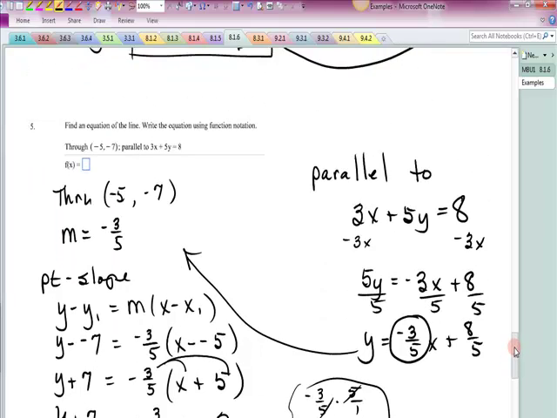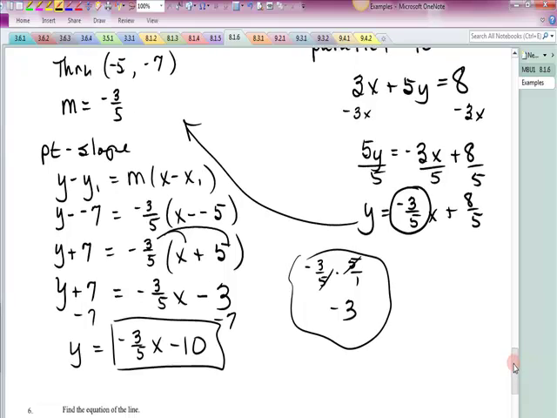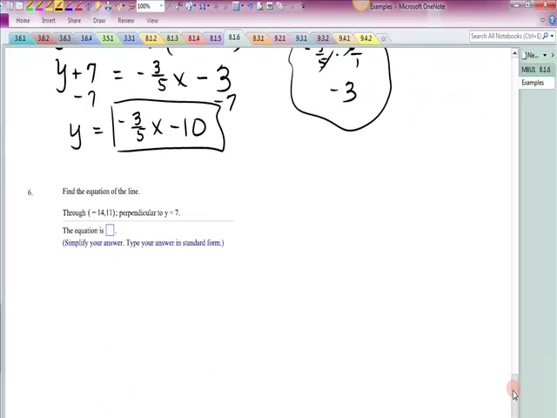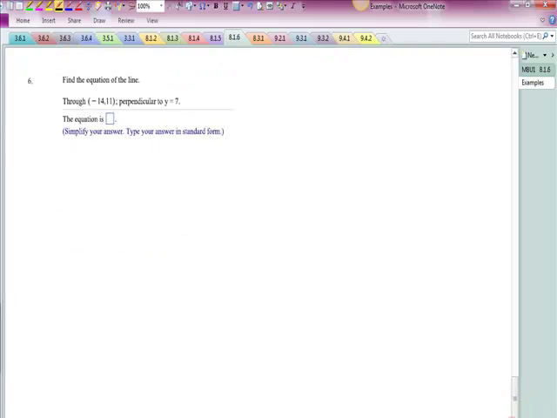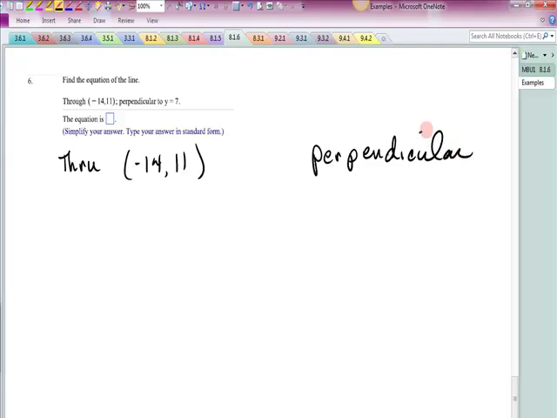And double check, it does say to write it in function notation. All right, now I have one more problem. This line goes through (negative 14, 11), and it is perpendicular to y equals 7. All right, this one is a little bit different.